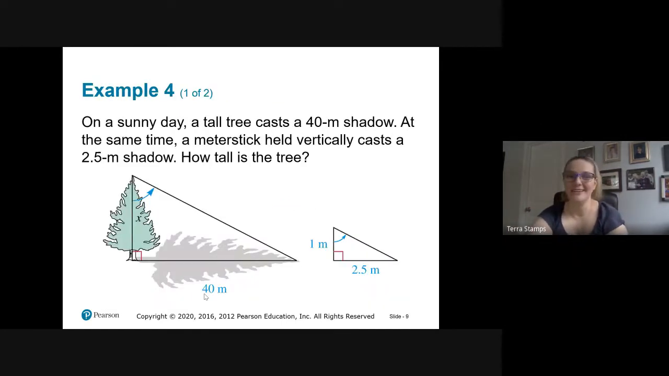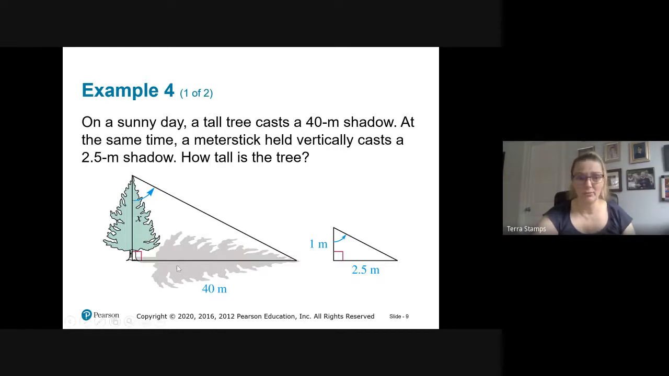So here we go. On a sunny day, a tall tree casts a 40-meter shadow. At the same time, and that's important, because at the same time of day, the angle that the sun is hitting things at is the same. That's denoted up here. That angle is the same because it's the same time of day. At the same time of day, a meter stick held vertically casts a 2.5-meter shadow. How tall is the tree?